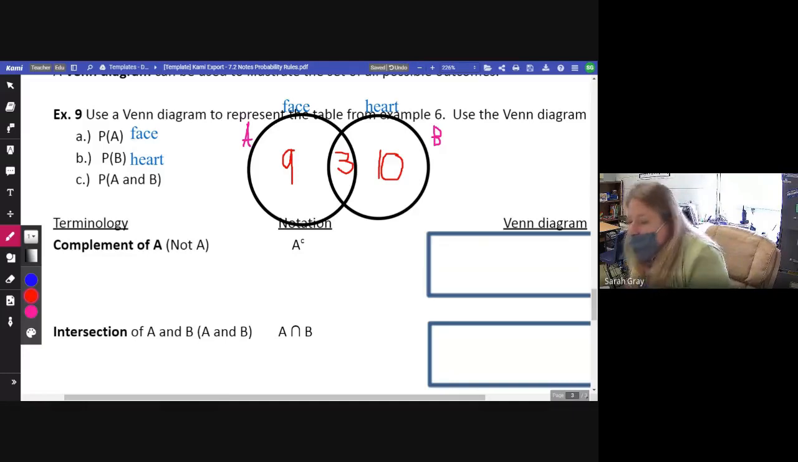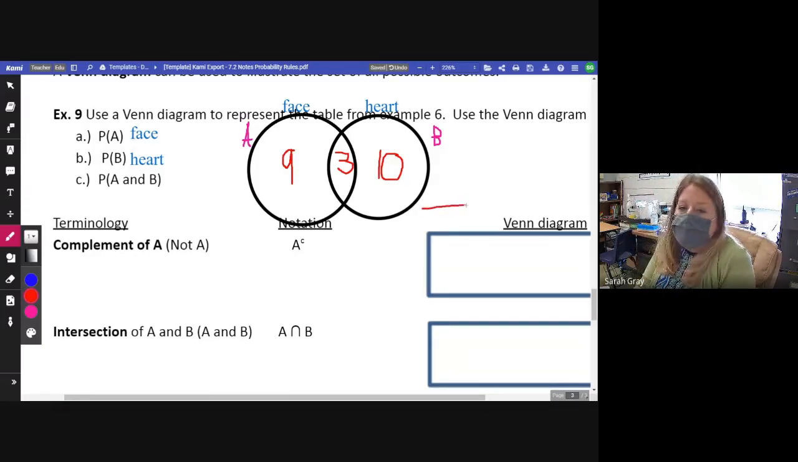Stats class. How many cards are outside of these circles? 52 minus 10, 3, and 9. 30 cards don't fit anywhere in those circles. Like your ace of spades, that's outside. It's not a face card and it's not a heart.